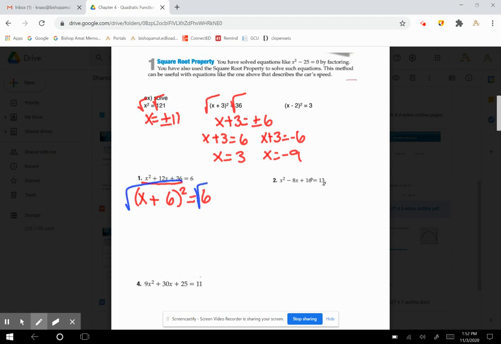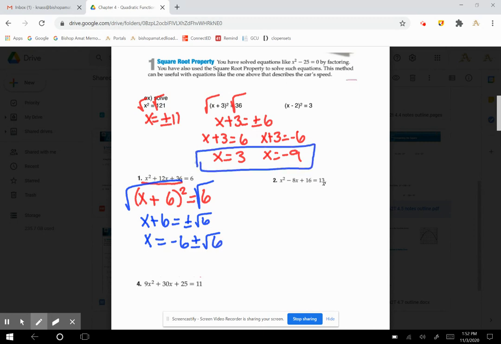Square root both sides. X plus 6 equals plus or minus rad 6. And then again, we need to get x by itself. X equals negative 6 plus or minus rad 6. Now, why did I not split it into 2 like I did up here? It's because it's a radical 6. You only split it into 2 when you have the whole number.